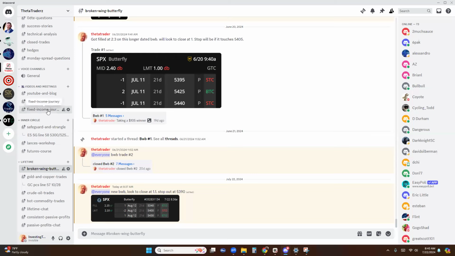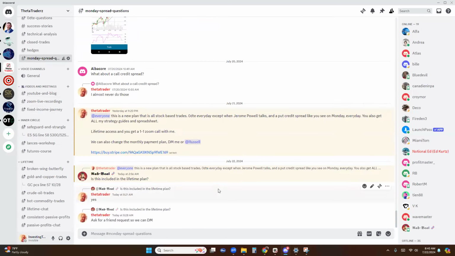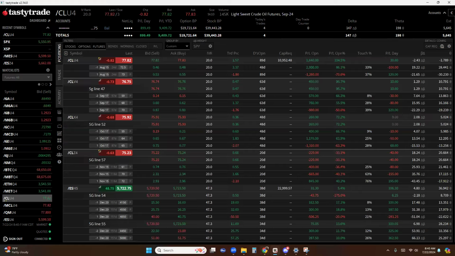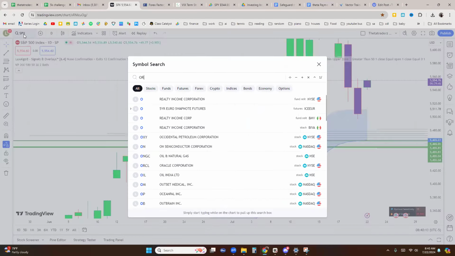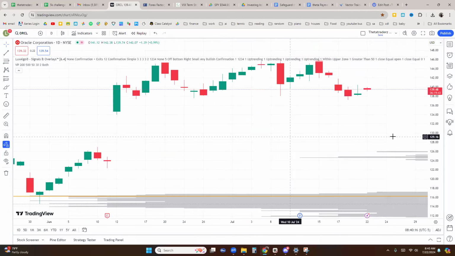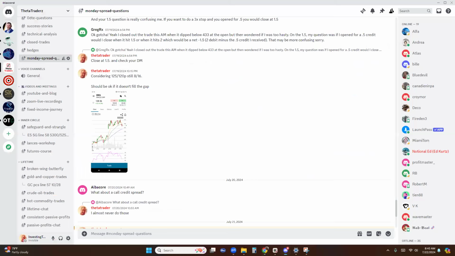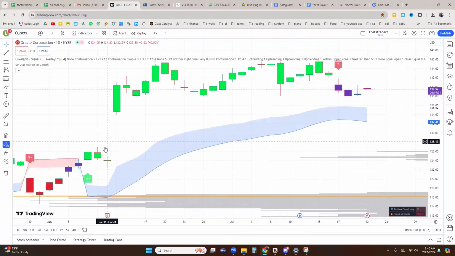For the Monday spread, I'm considering Oracle. Oracle's still on the gap. As long as it doesn't drop below the gap, I was looking to sell around 125, which is right here. If it doesn't fill the gap and it stays above the 134, we're good.